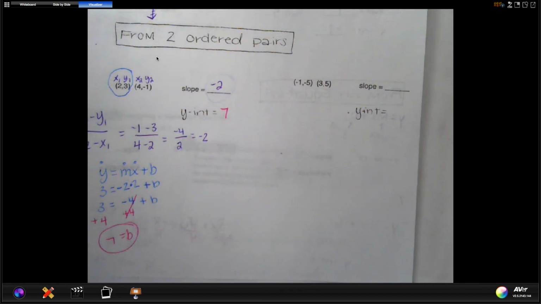Okay, hopefully that's enough to help you out. The homework for today would be to do 5-1 practice, and I am going to assign the evens on that. So good luck with that.